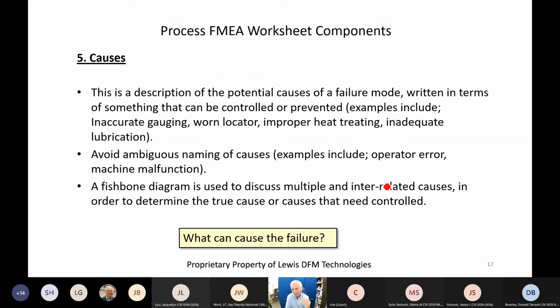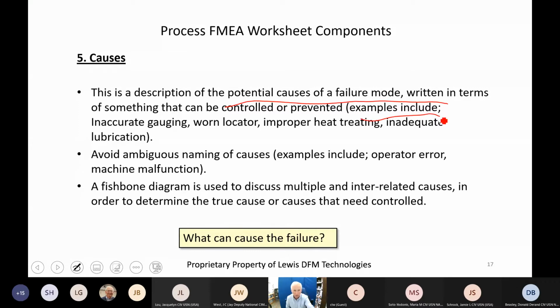Okay, now we've identified the failures, and after we've identified the failures, we have to look at what the potential causes of the failure modes are. Okay, and we write them down, we document them.